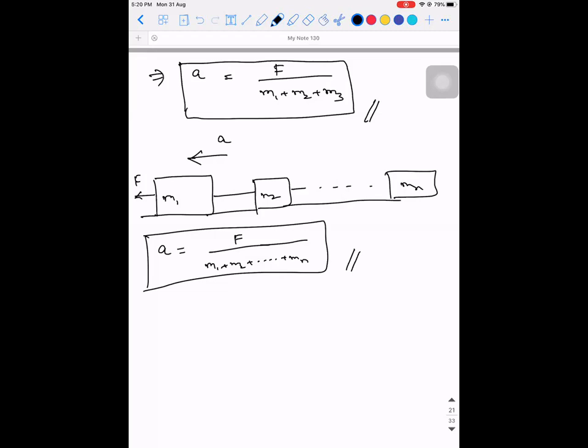Are you guys clear with this? Yes, sir. So this is what happens when the blocks are connected with the help of a string.